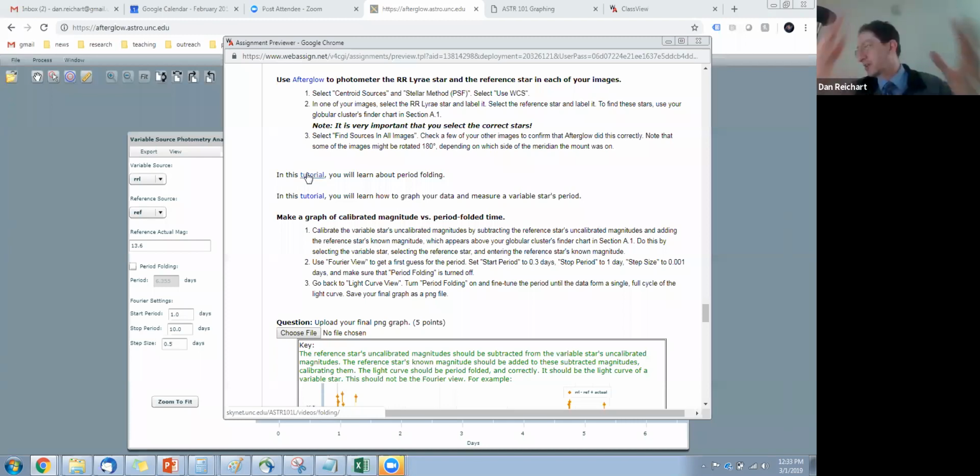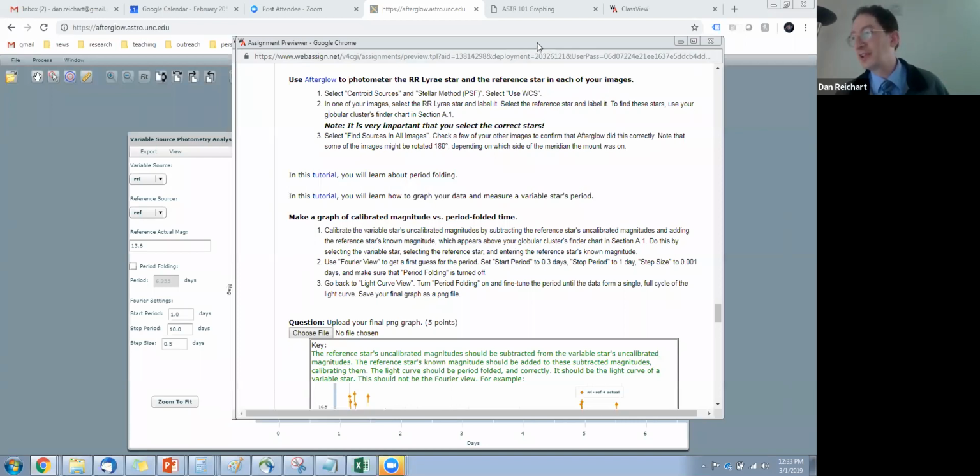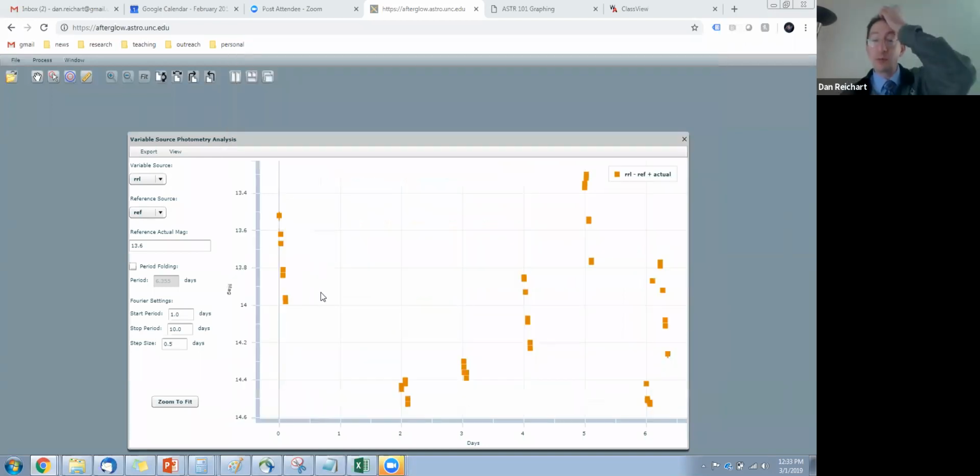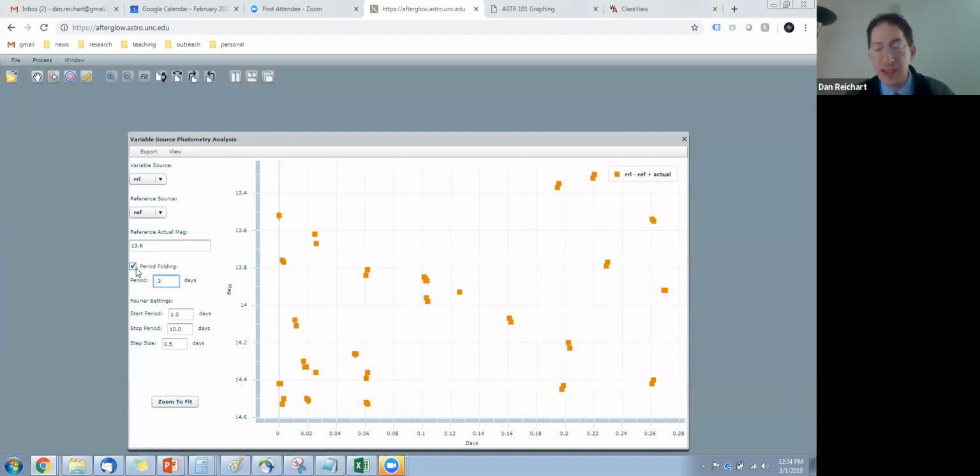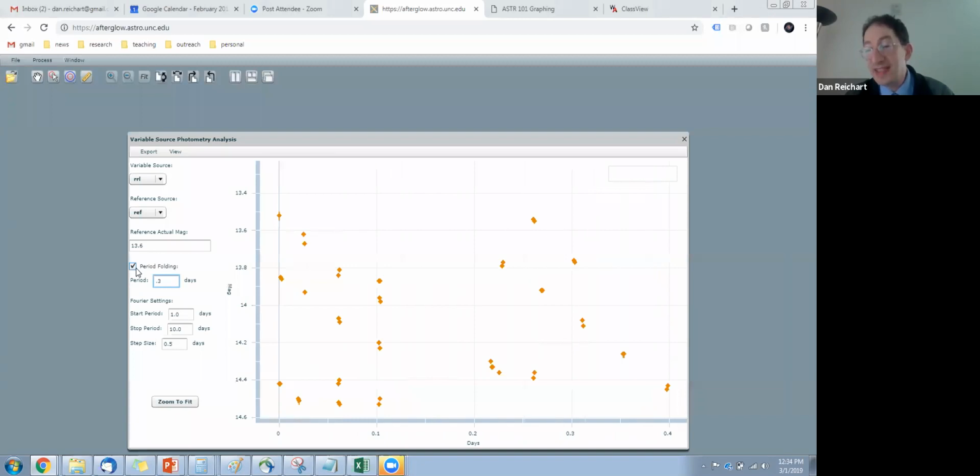And he starts with the complete period and then takes out the data where it was during the day, takes out data where it was cloudy, and so you end up with kind of this fragmented thing here. Then he explains about how it works. But so we can click on period folding and start guessing. Is it a 0.3 day? No, I don't see the pattern there. 0.4 day. And you can be guessing forever.